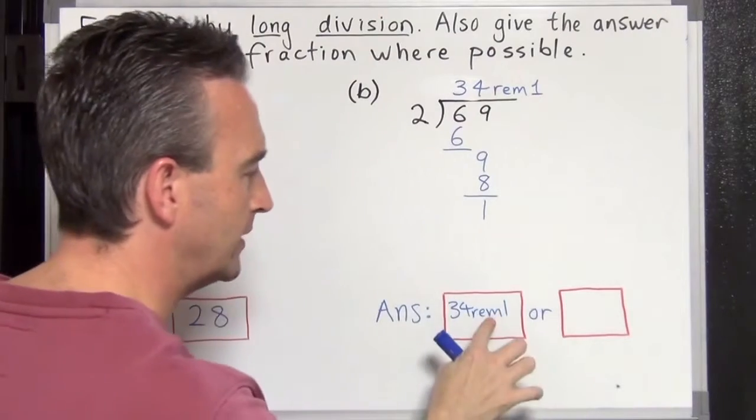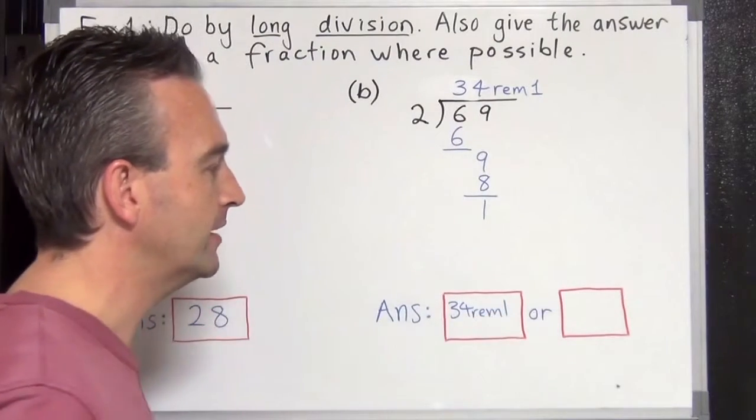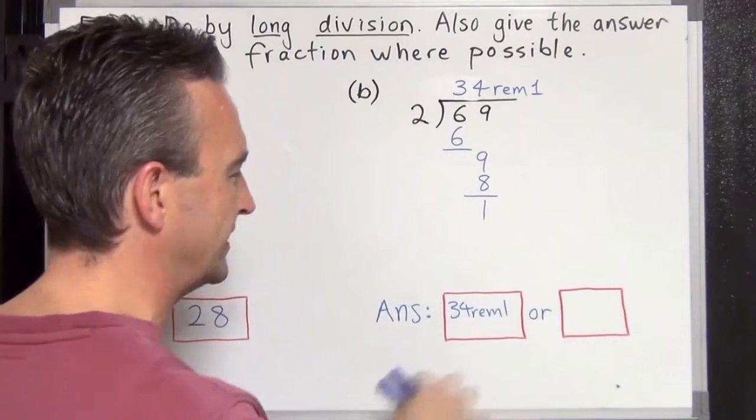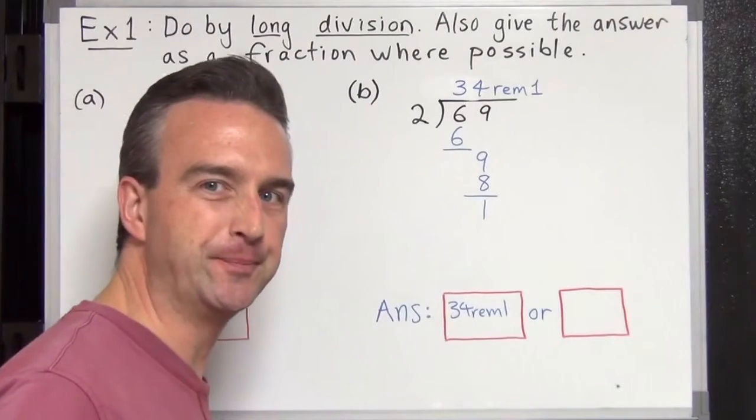I think some people just write an R, a little r, or a big R for remainder. I like to write REM, remainder. Plus I like the band REM.